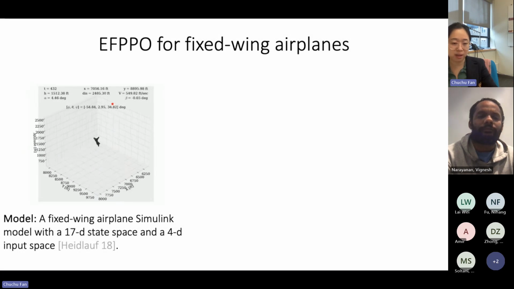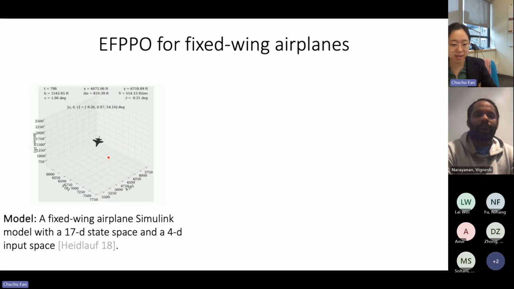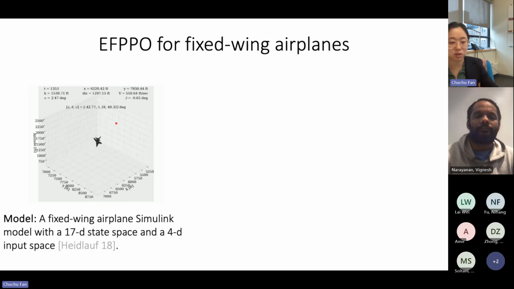It's a fixed-wing airplane modeled in Simulink with a 17-dimensional state space and a 4-dimensional input space. And this model was open sourced by the Air Force Research Lab as a challenging problem to develop controllers, as well as establishing safety assurances for the pilot.